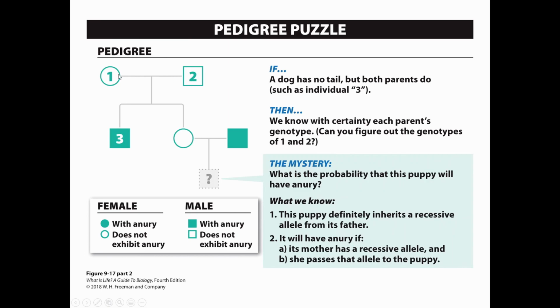We see that the parents both have tails, and they have two offspring, one of which has a tail and one which does not. Since we have an offspring without a tail, we are able to determine the genotypes of both parents.